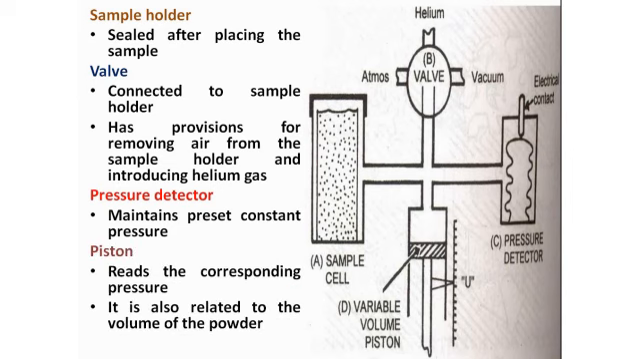The last one is the piston. This one does the reading, so it reads the corresponding pressure. There is a scale attached with the piston. The mark of this piston will give you the reading. So it is also related to the volume of the powder, right?